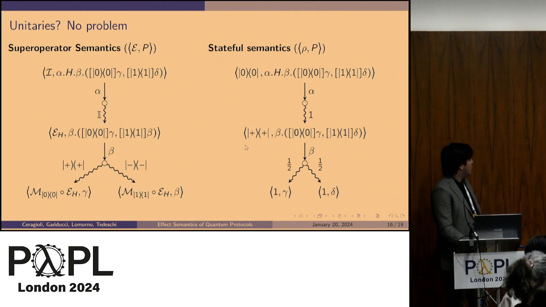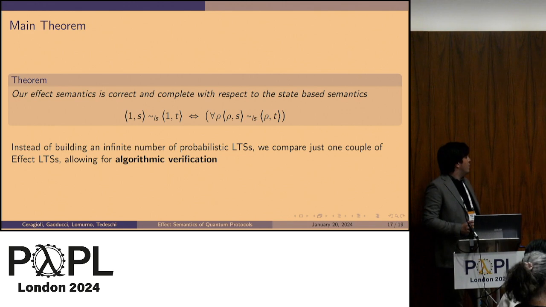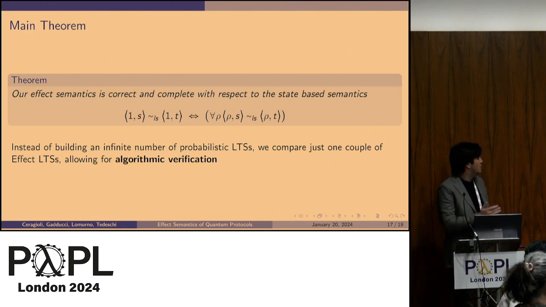Instead of configurations with effects, we must also store super operators in general to keep track of the effects of unitaries on states. But the structure, the algebraic structure, is the same. It is still an ELTS with effects on the labels that, when we apply an input state, gives us a probabilistic transition system. So this is our main theorem. Our effect semantics is correct and complete with respect to the state-based semantics.